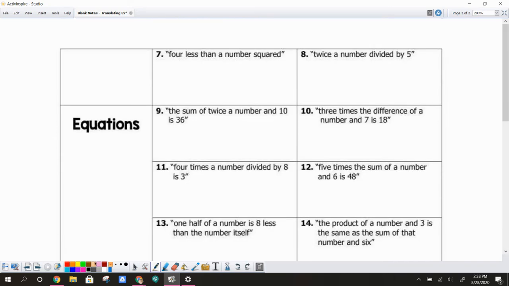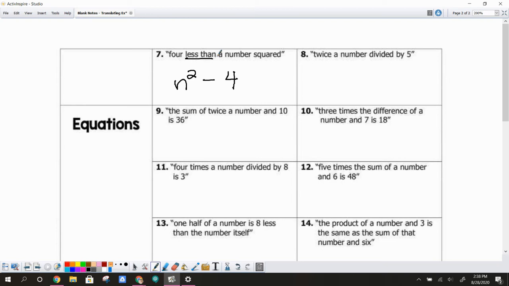Right, so 2 more in the expression section. We have 4 less than a number squared. The phrase less than is a turnaround phrase, so I know that I need to flip this for my final answer. So we're going to start with a number squared. So it's n squared. And then less than means subtract 4. So when I'm turning it around, I'm making sure I'm putting that second part first.